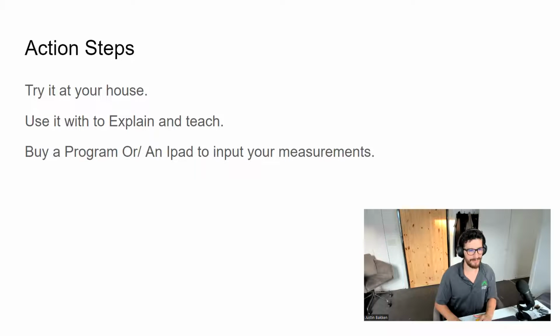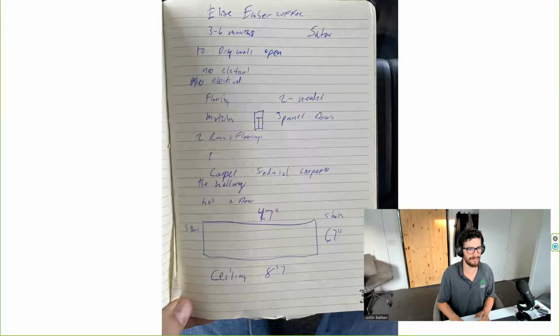The other thing is buy a program. There are a lot of cool programs, Magic Plan, and what is it called, Design to Measure, something like that. But every Android and Apple have different things that they use.